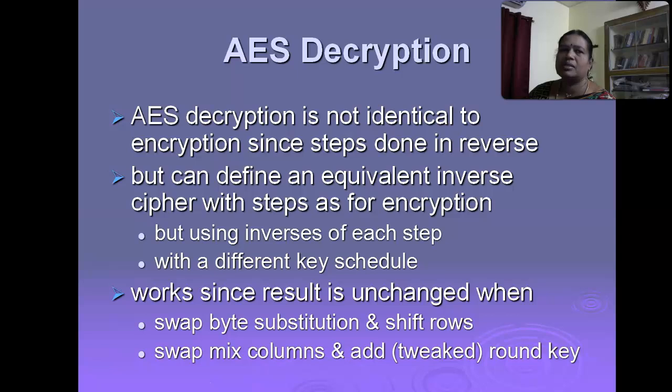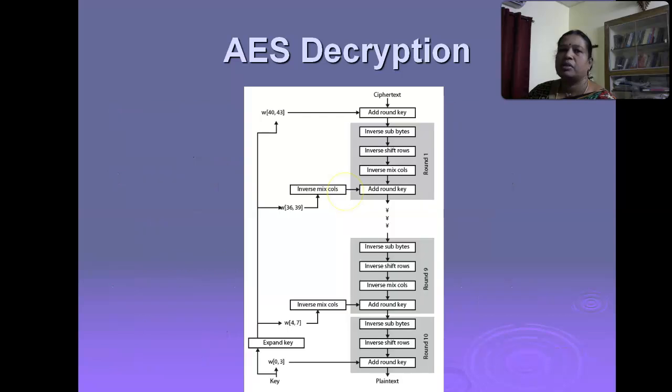So AES decryption is not identical to encryption. We have to perform all the processes in reverse, but we can define an equivalent inverse cipher with steps as for encryption. This works since the result is unchanged when we swap byte substitution and shift rows, and swap mixed columns and add round key. So with the help of mixed columns, byte substitution and shift rows and all these XORing operations, the security of the AES algorithm is maintained.